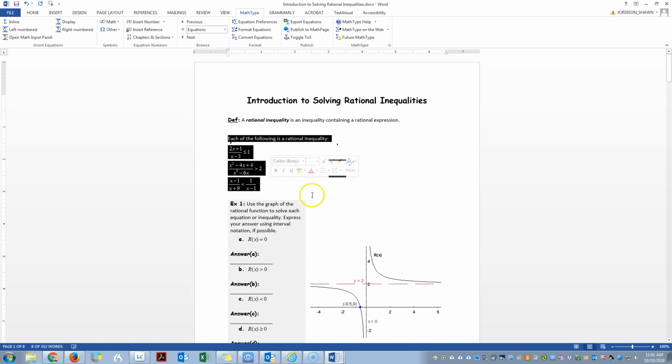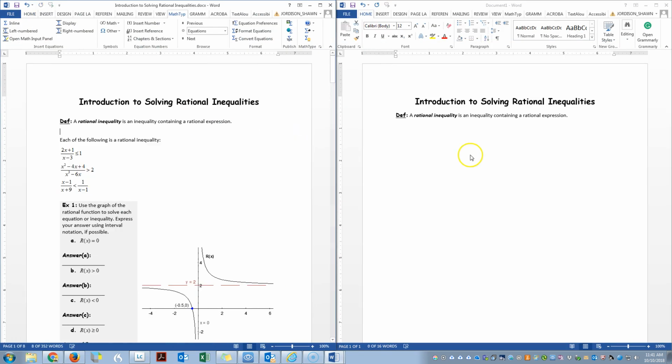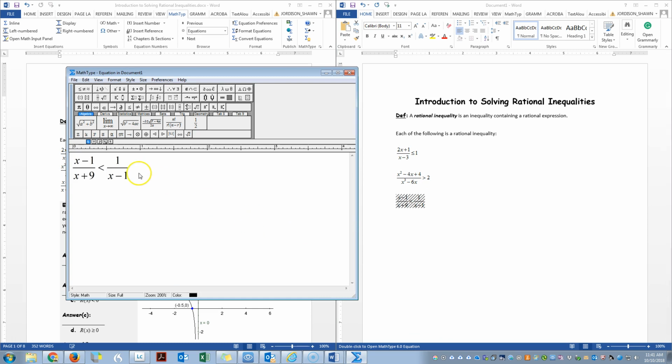And I'm just going to copy and paste these equations over. And you can see our document is becoming a bit more linear, and our math equations are accessible. We can verify by double-clicking and seeing that they are in MathType.